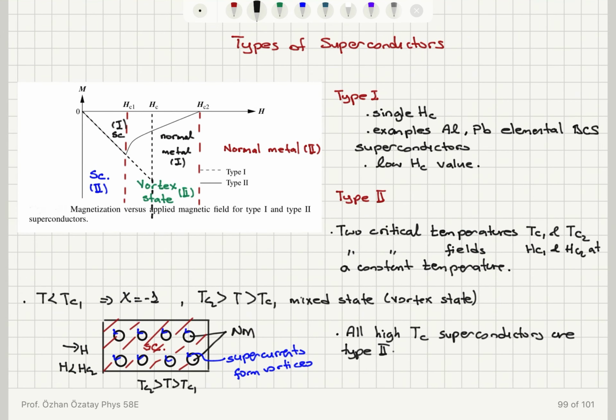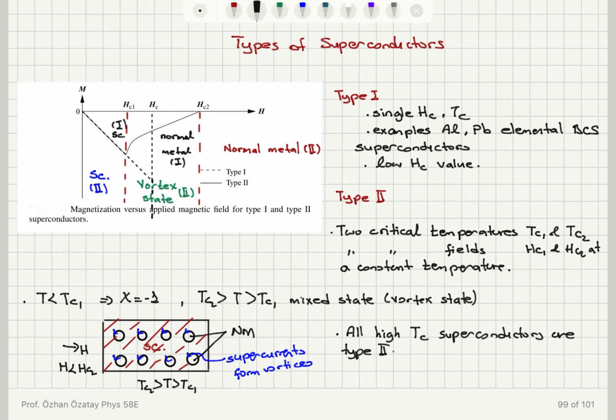Okay, so we talked about types of superconductors. Type 1 superconductors have single HC and single TC. Aluminum, lead, elemental BCS superconductors, they tend to have a low HC, so they're not very useful. The most useful superconductors are type 2, which have 2 TCs and 2 critical fields.